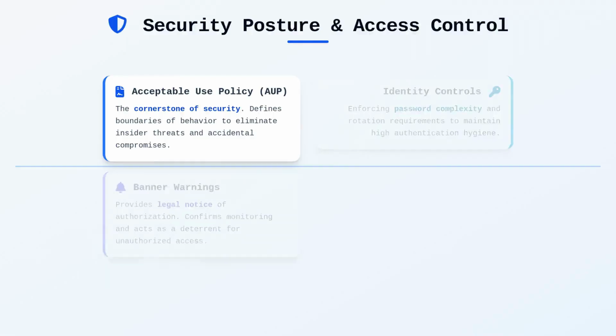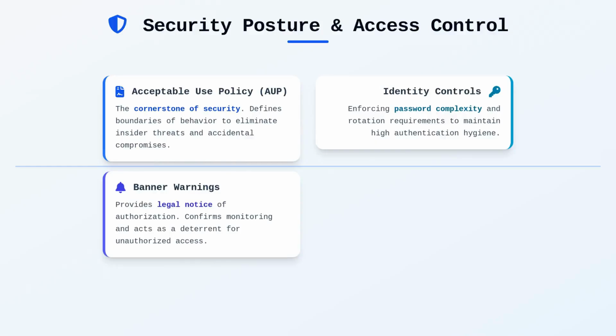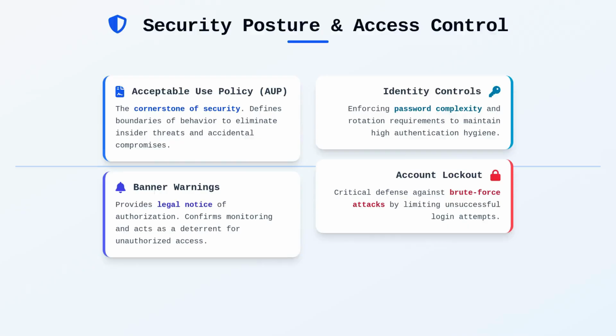Complementing these policies are robust identity controls, specifically password complexity and rotation requirements that enforce strong authentication hygiene across your user base. Account lockout policies serve as an essential deterrent against brute force attacks by limiting the number of unsuccessful login attempts before an account is disabled.